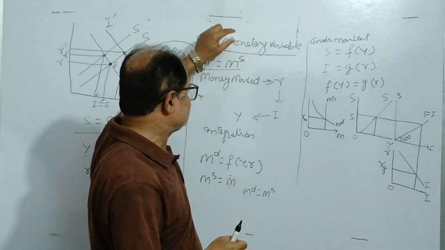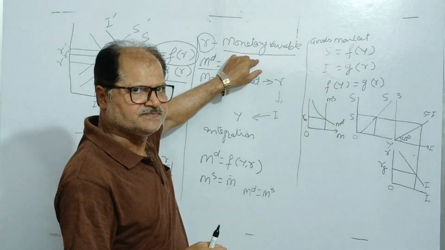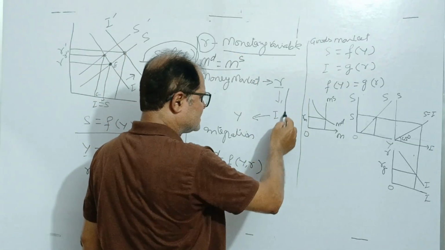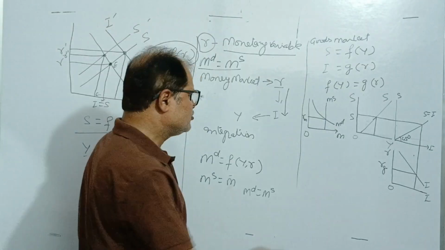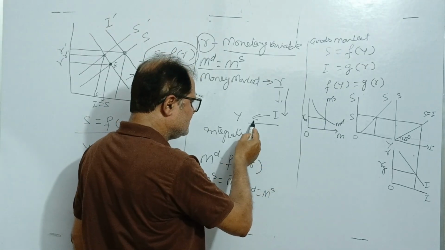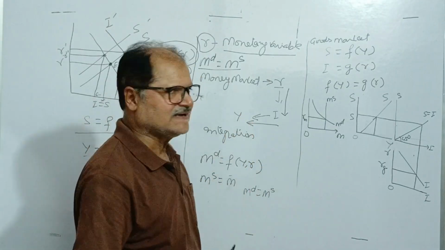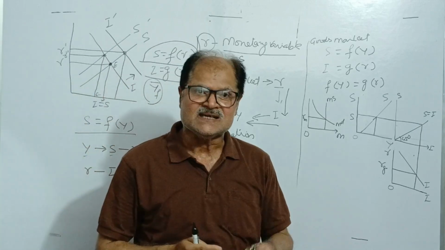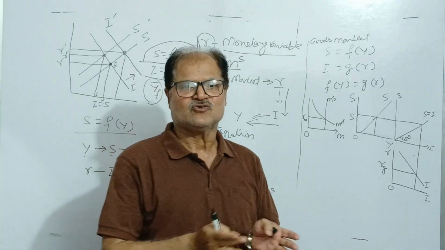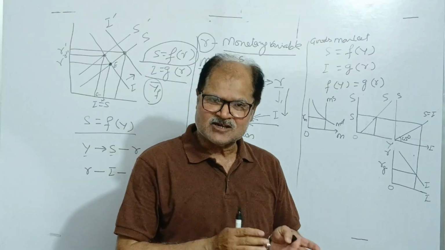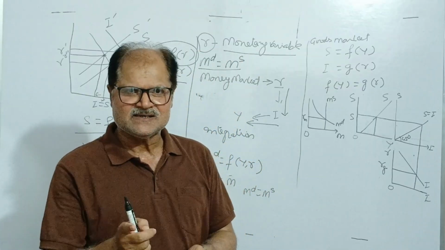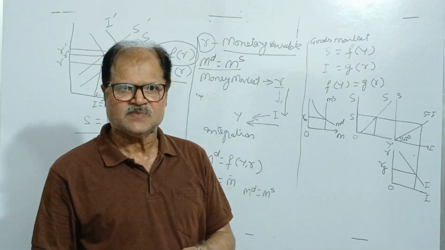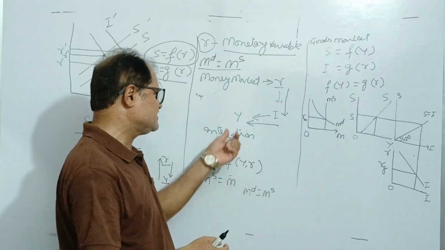Rate of interest is determined in money market. This rate of interest affects investment, and through the multiplier process, investment affects income. In this way, he integrated money market and goods market. Rate of interest is determined in money market, and through rate of interest, via the multiplier process, investment determines income.